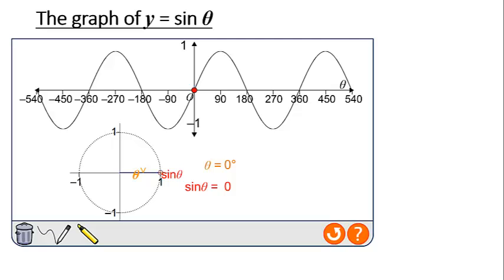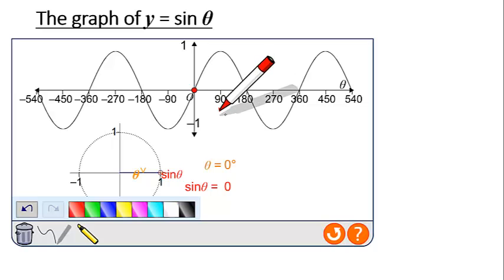Okay guys, in this video we're going to take a look at the graphs of y equals sine theta and y equals cos theta. You notice that the x-axis is labeled with the angle. On my diagram here I've got it in degrees, but you need to be able to do it in both degrees and radians. So I'll just label a few of them in radians here.